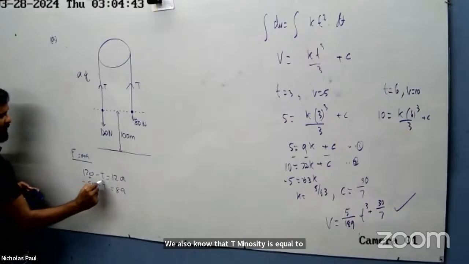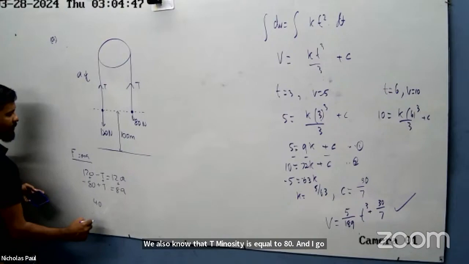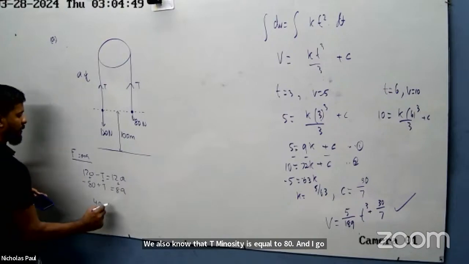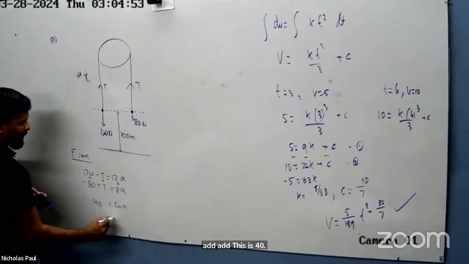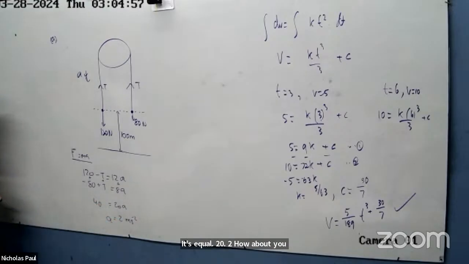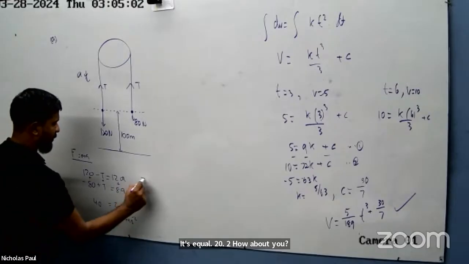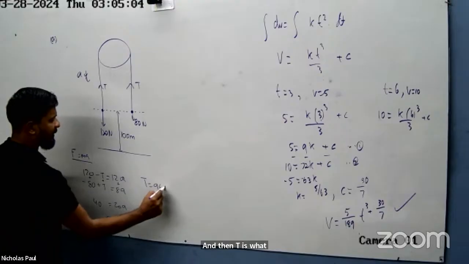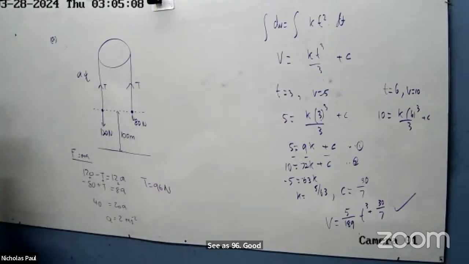And I'm going to add. This is 40 is equal to 20a. A is 2. Everybody get a for A? And then T is what? T is 96 newtons. Yeah? One more figure up. 96 is it, right? Yeah.